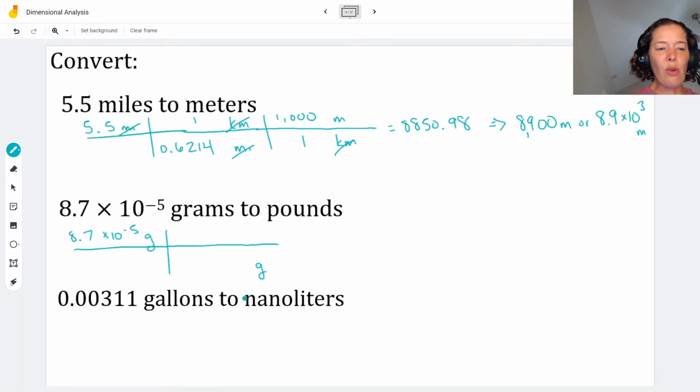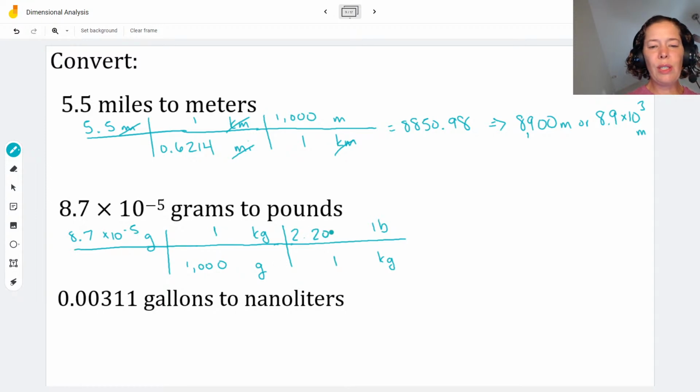So I am going grams to kilograms first, and then I'm going kilograms to pounds. So now to put my numbers in. There are 1,000 grams in 1 kilogram. And in 1 kilogram, there are 2.2046 pounds. And you can see again, grams cancel, kilograms cancel. Now, the other thing I want to mention is I am purposely limiting us to these conversions that I have on my conversion page.